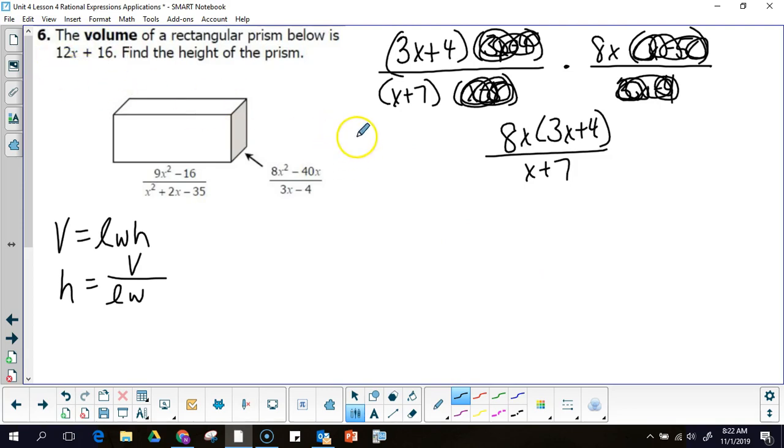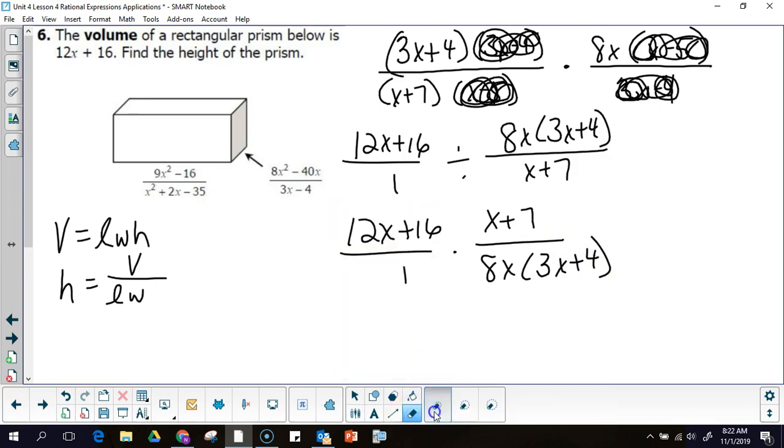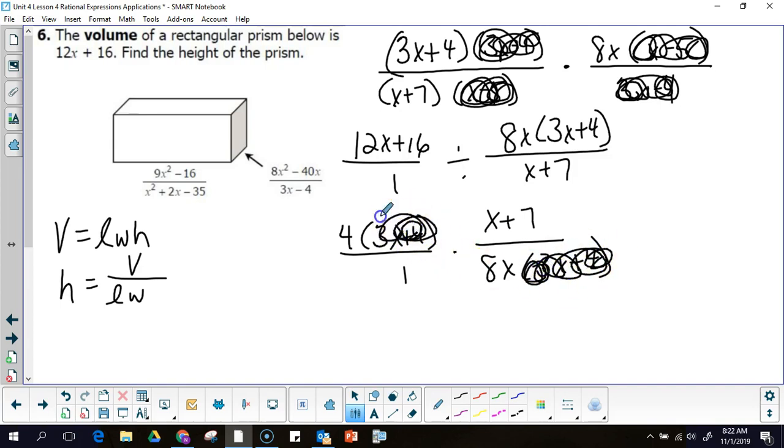So we're going to take that volume, divide it by that, which means it's times this flipped. Let's factor that. I'm going to erase it. So we'll factor that volume. You can rewrite it if you want. 12x plus 16, let's take out a 4. 3x plus 4, and that means I can cancel that. And I can also cancel the 4 and the 8.